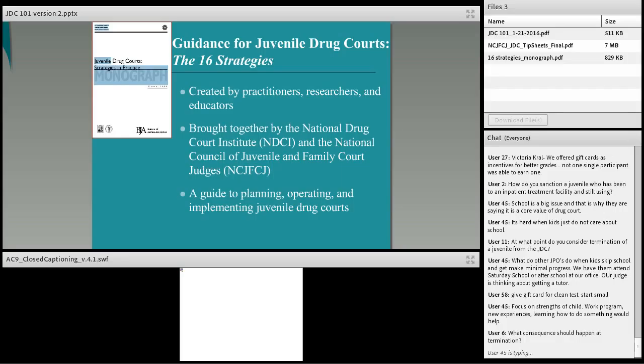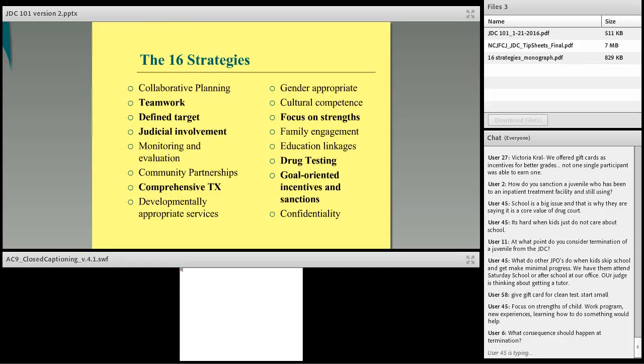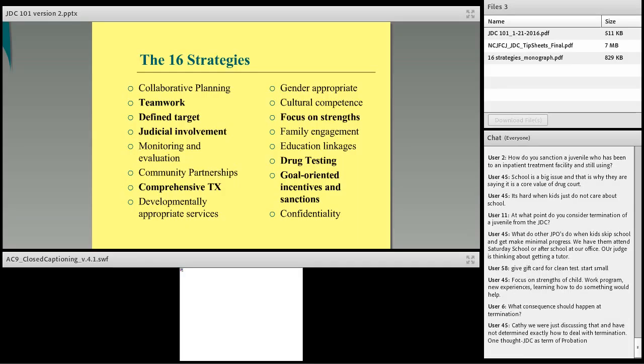It really gives us 16 different areas that we want to focus on in juvenile drug courts. The 16 strategies are based on the 10 key components. So if you are familiar with the 10 key components from the adult world, the 16 strategies are very similar. We just added some kid-specific items, like our focus on strengths, but also family engagement, educational linkages, and developmentally appropriate services.